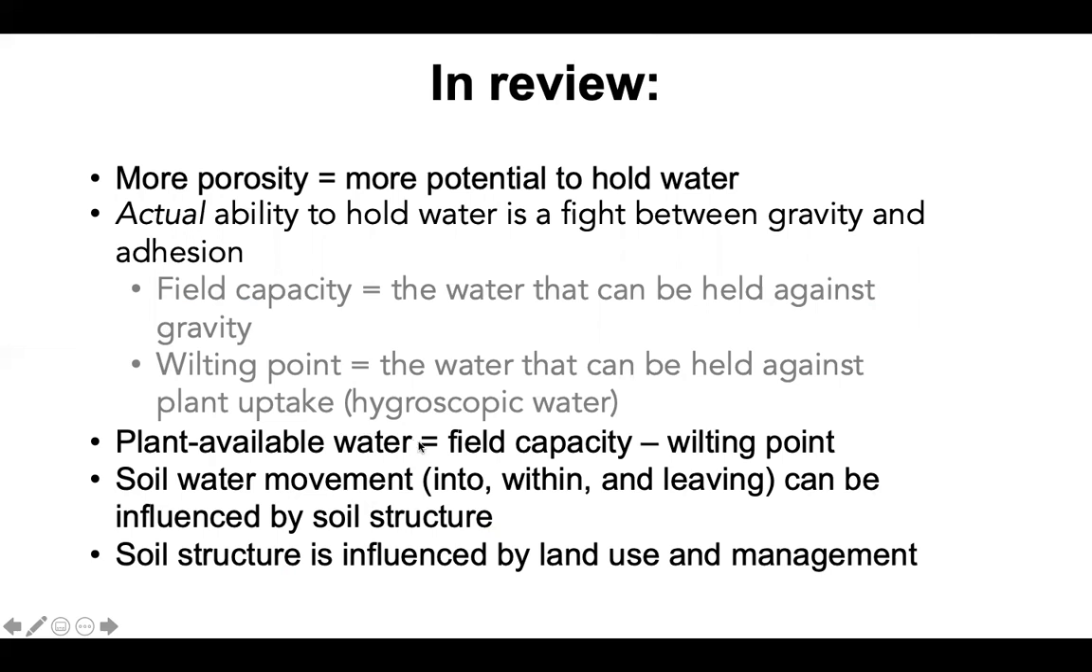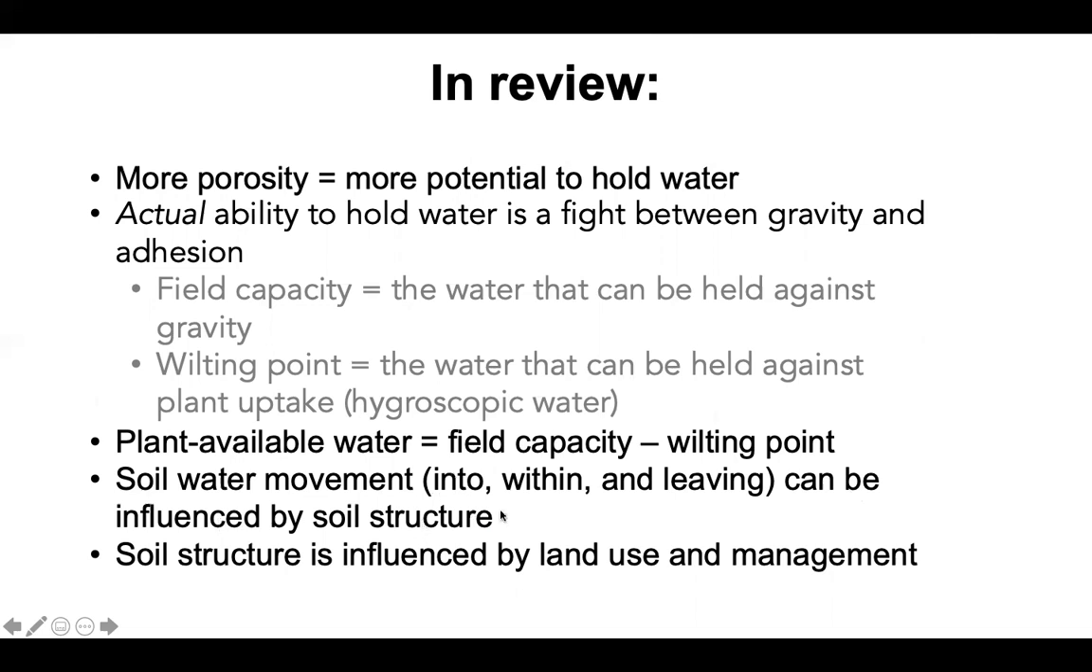Remember that plant available water is the field capacity of the soil minus the wilting point of the soil. These are both water contents in terms of grams of water per gram of soil. And so the difference between those, the delta, if you will, is the plant available water.